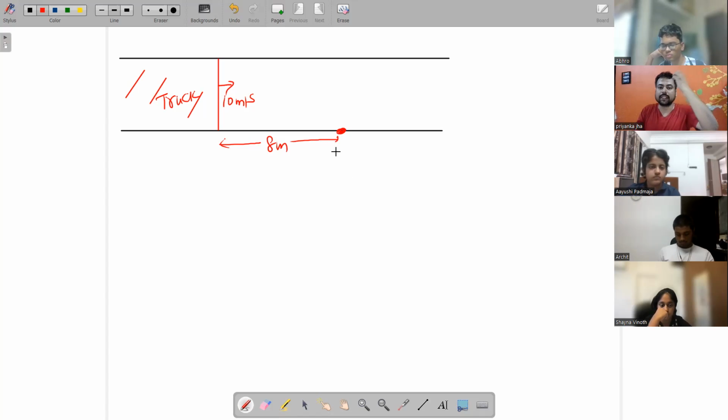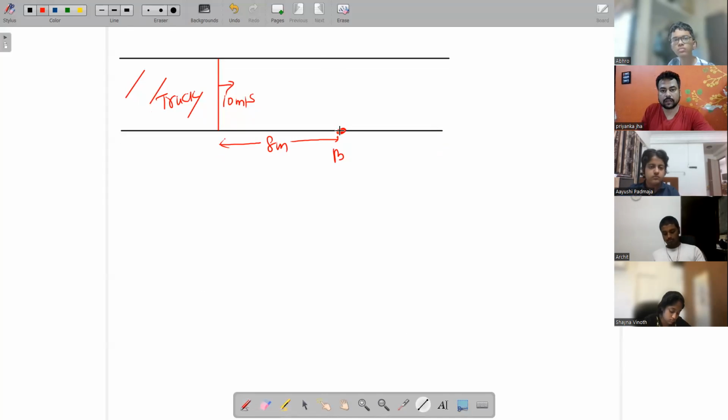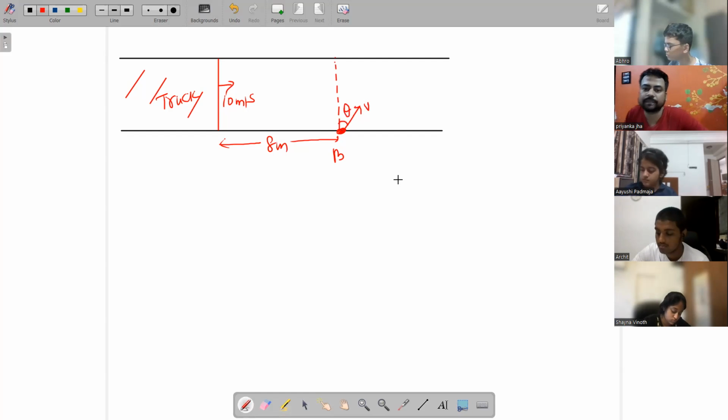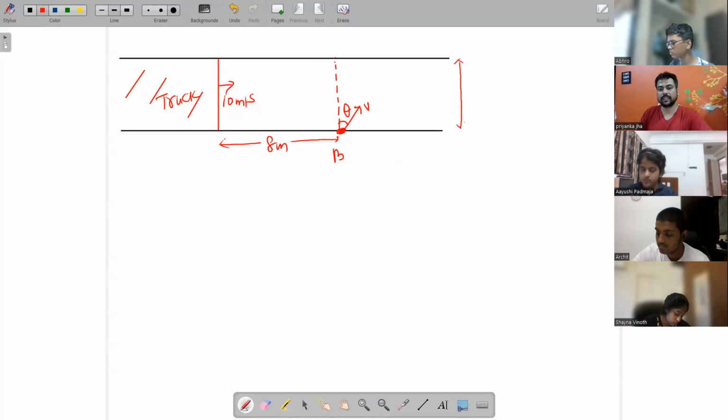Okay, now, so this boy is standing on one side of the road, initially at 8 meters, right? And suppose this boy wants to cross this road. This boy wants to cross the road. And he had started with some velocity at some angle theta. And the width of the road is 2 meters.